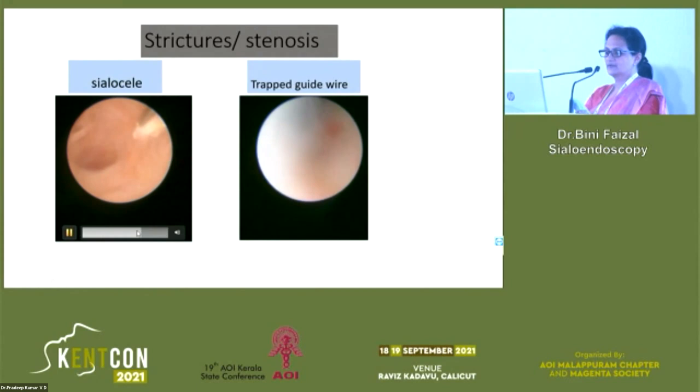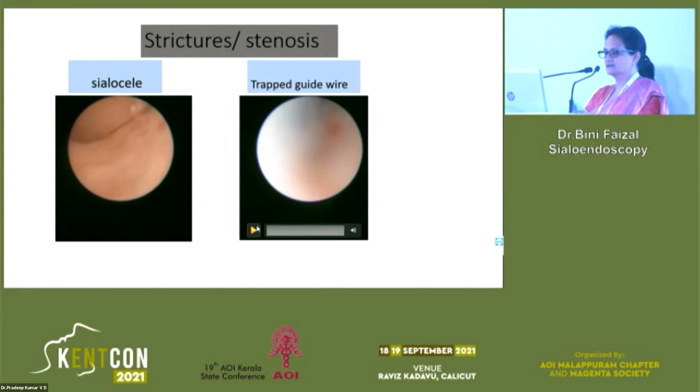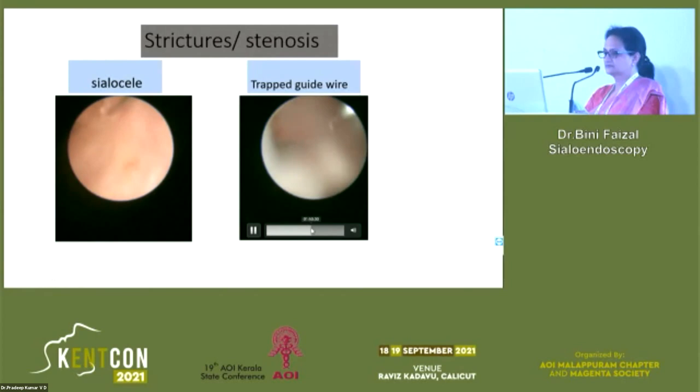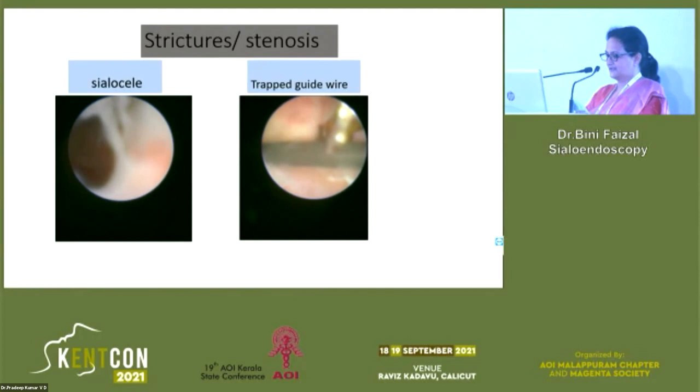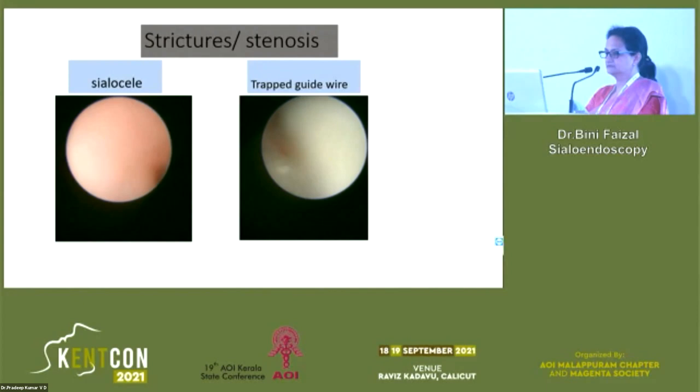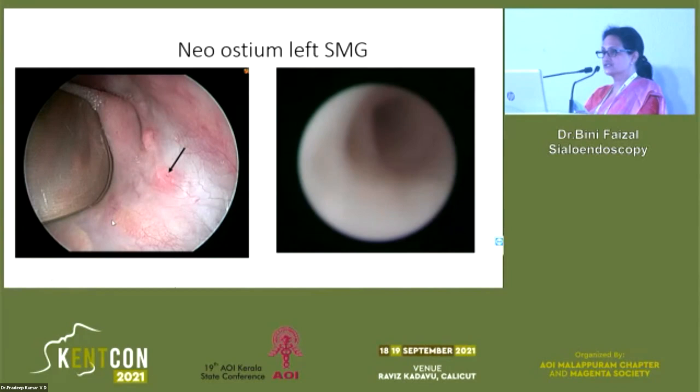So while trying to do that, what happened was the outer sheath of that guide wire got misplaced. To cut a long story short, that is the forceps trying to retrieve the loose piece of the outer coating. And then it was removed. So sometimes because of the stenosis, you have to open a fresh ostium. This is almost near the first molar area. That is the neo-ostium of the submandibular gland.